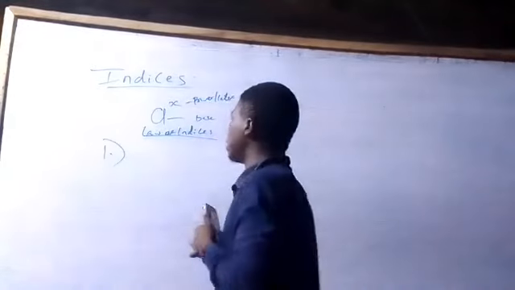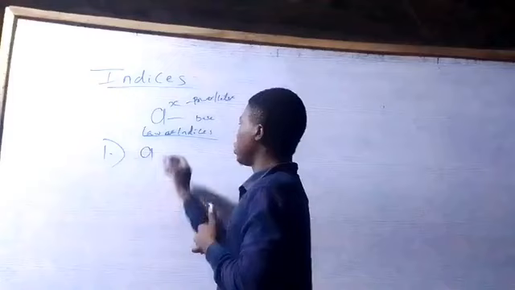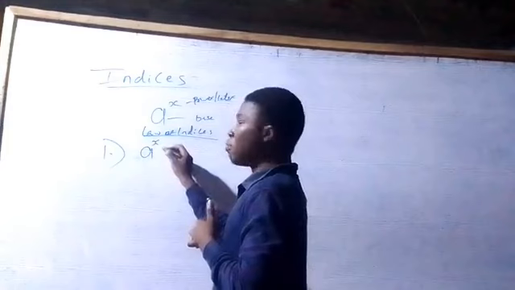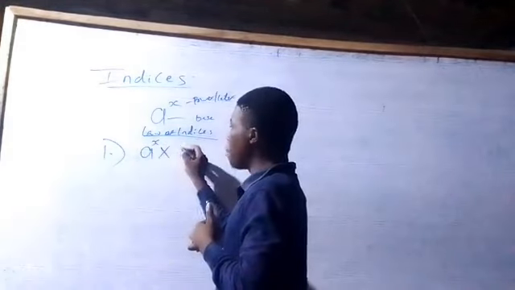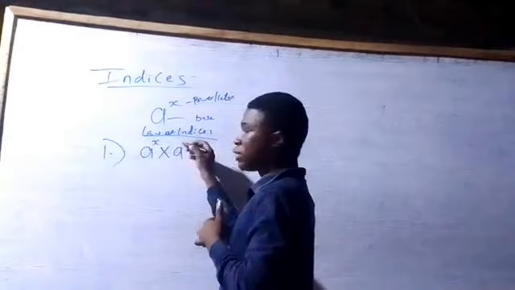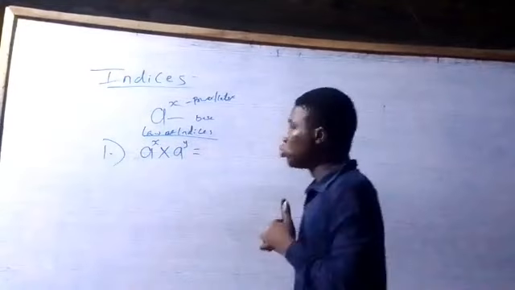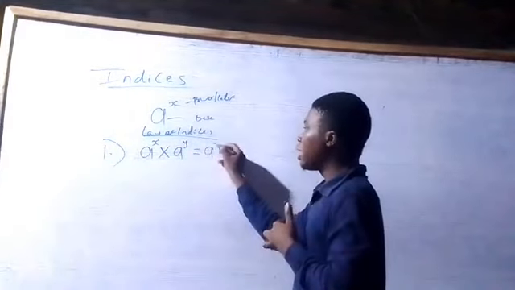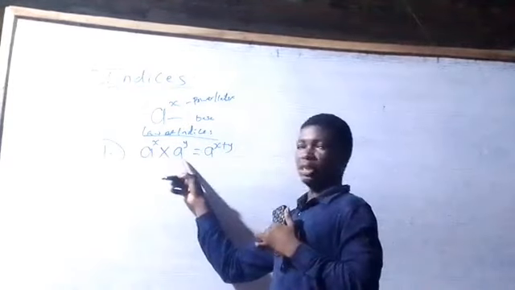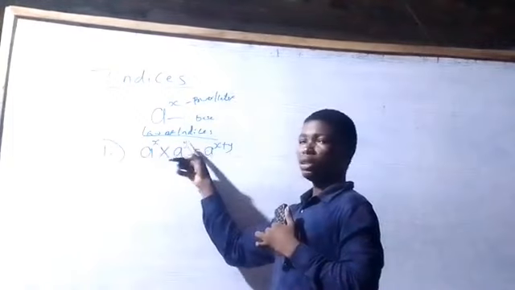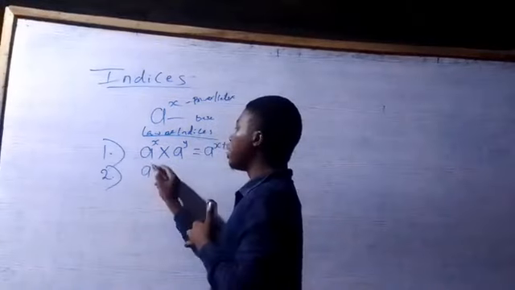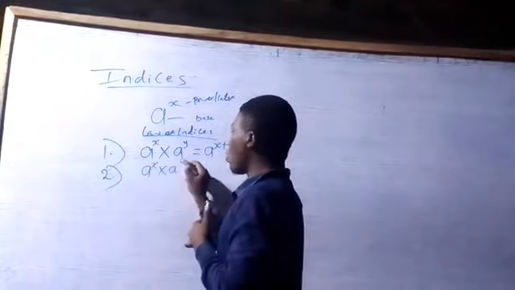The law of indices says that whenever you have a base with a power, multiplying another of the same base with another power, you just pick one of the base and add their powers. So if you have base A to the power X times A to the power Y, you pick A and add X and Y.